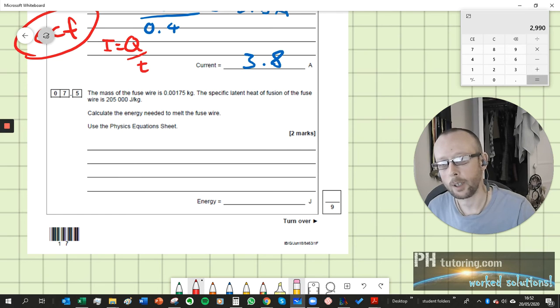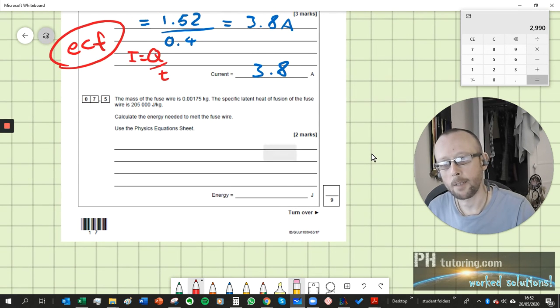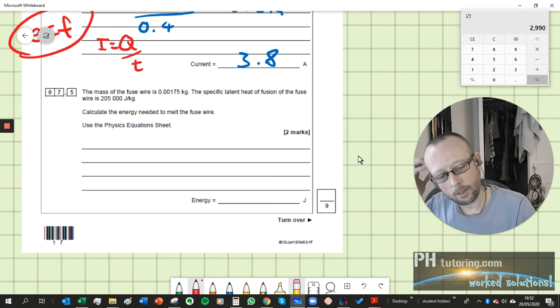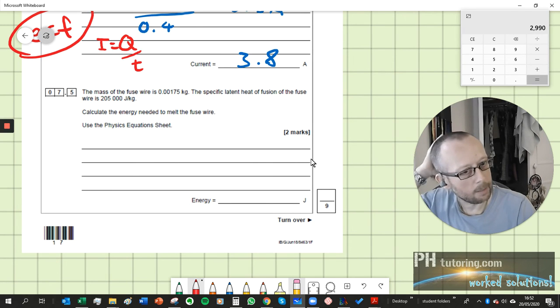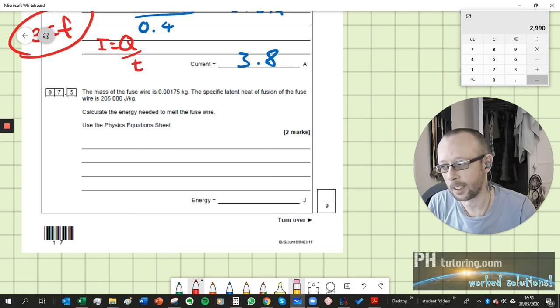Specific latent heat. Wow, this is not to do with electricity, is it? But they do occasionally dip into these other topics. So my exam catalogue will probably say that this is electricity, but it's not. You have to know the formula for, it tells you here, use the physics equation sheet. So they're going to give you the formula for working it out.